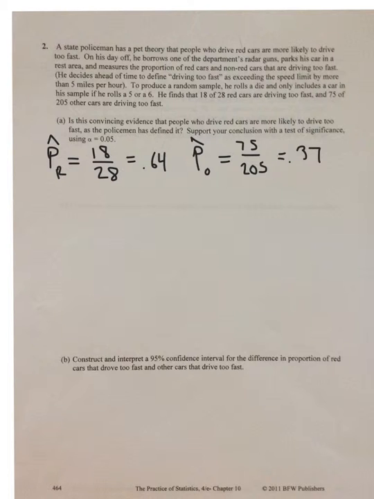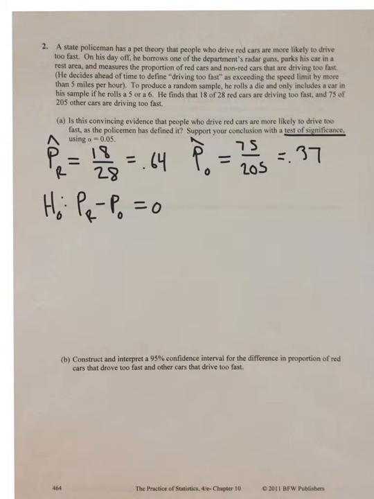Because that's when we use hypotheses, in a significance test. So the null hypothesis is, of course, no difference. If you take the proportion of red cars and subtract the proportion of other cars, you're going to get 0. And remember, it's not the sample proportion, it's the population proportion. So it'll be for the whole population.